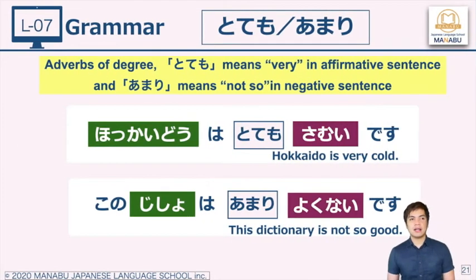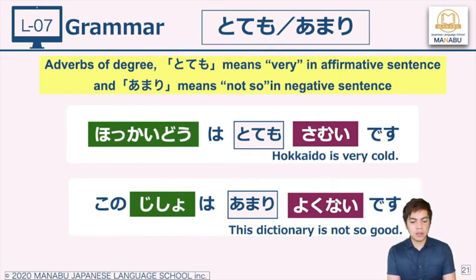Now, on our fourth grammar point, totemo and amari. Totemo and amari are adverbs of degree. Totemo means very in an affirmative sentence, and amari means not so in a negative sentence. So take note, we will use totemo in a positive sentence and amari in a negative sentence. So for example, Hokkaido wa totemo samui desu. So we can say Hokkaido wa samui desu. Hokkaido is cold. But if we add totemo, Hokkaido wa totemo samui desu. Hokkaido is very cold.